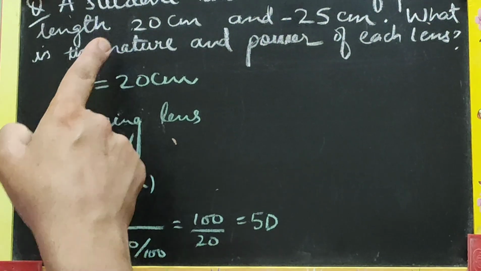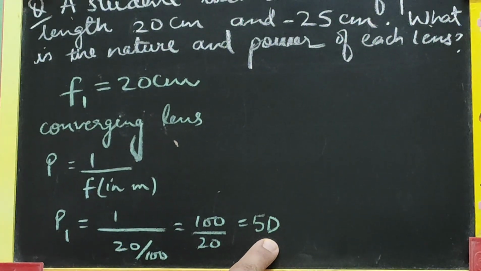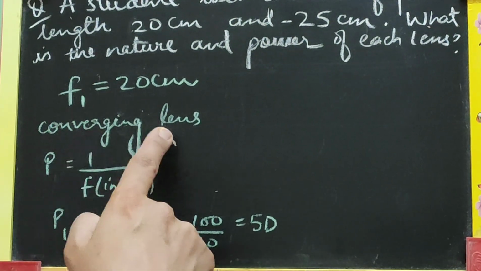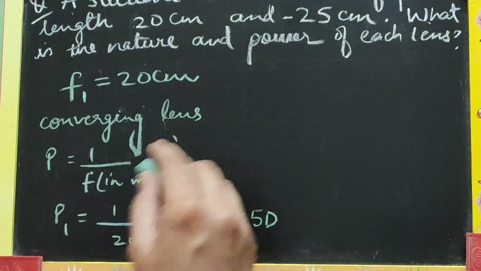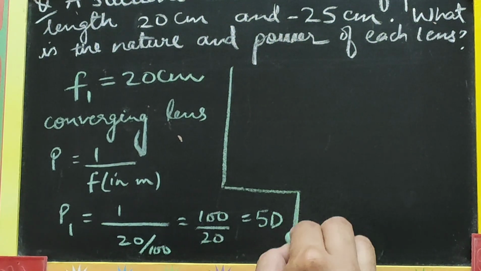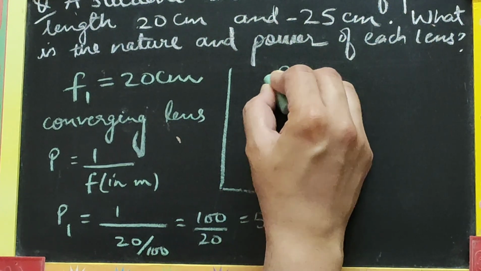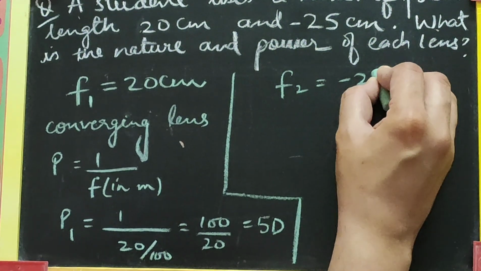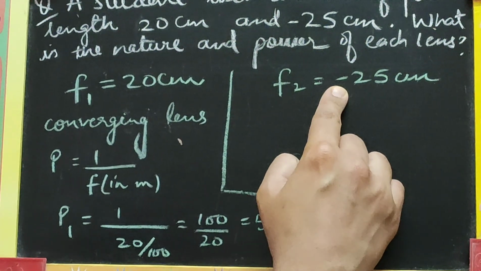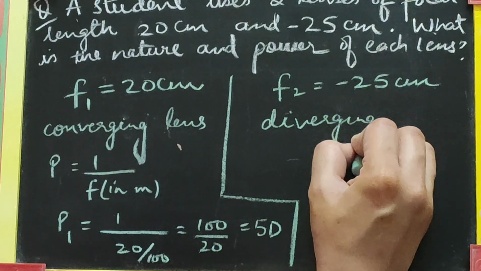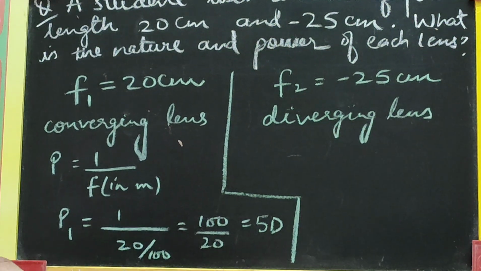So for the first lens, we have solved the power as 5 diopters, and we had inferred from the sign of the focal length that it is a converging lens. Now let us do similar steps for the second lens, where focal length is minus 25. So for the second lens, focal length is negative. So as per sign conventions, this would be a diverging lens or a concave lens.